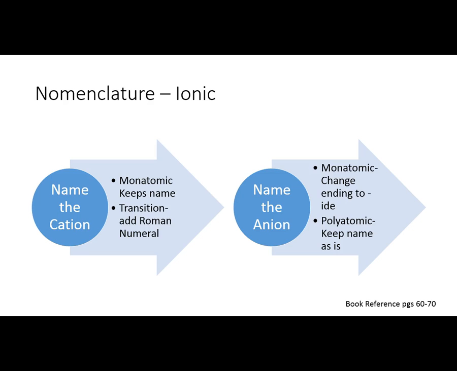The next step, we'll go and name the anion. If it's a monatomic, all we do is change the ending to IDE. So this is why we have oxide or fluoride, those types of things. If it has a polyatomic, makes things even simpler, we go ahead and keep the polyatomic name as it is. If you notice here at the bottom of the screen, the book references this on pages 60 to 70. Okay, this is where it's going to go through all the naming information.